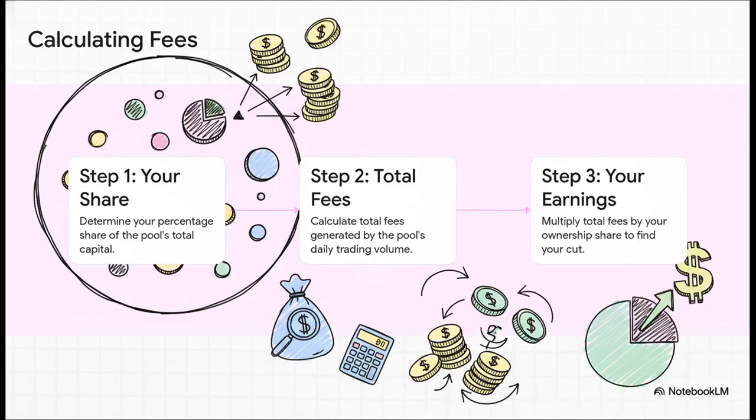Easy enough. Step 2, you look at all the fees the pool generated from trading that day. And then step 3, you just multiply those total fees by your ownership share. So you'd get 1% of all the fees. Your slice of the pie is directly tied to how much of the pool you own.